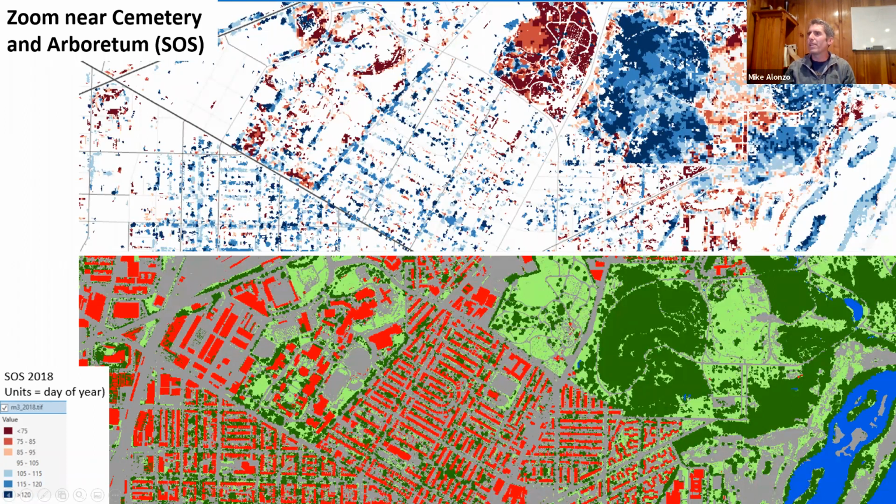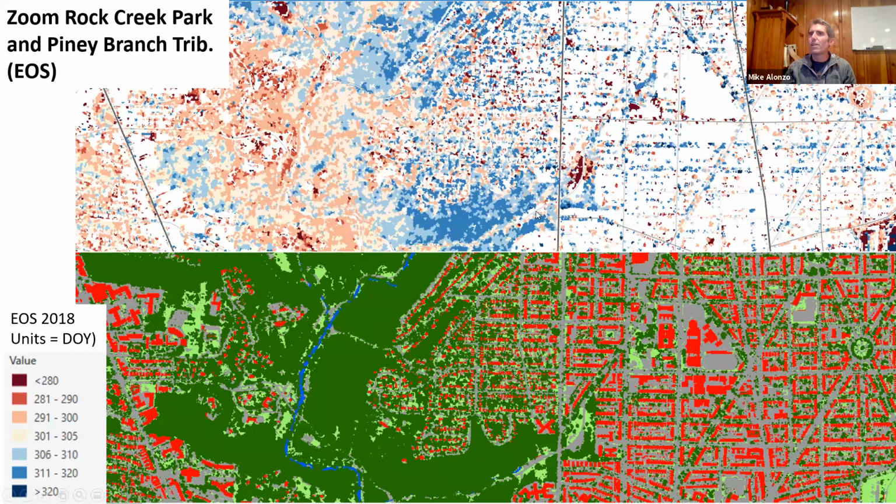But there's still a lot of variability per tree also that we could boil down into some analyses. One more pretty picture. This is back towards Rock Creek Park and Piney Branch tributary. Now we're showing end of season, so day of year in the October, November range here.